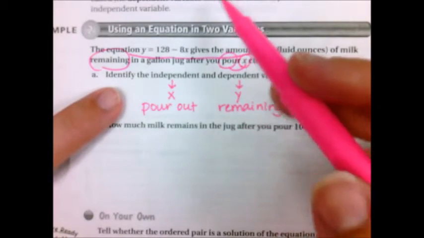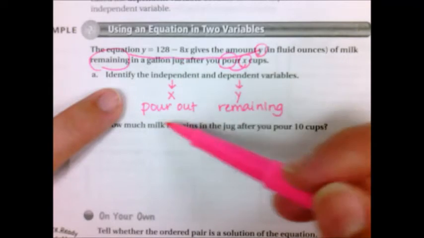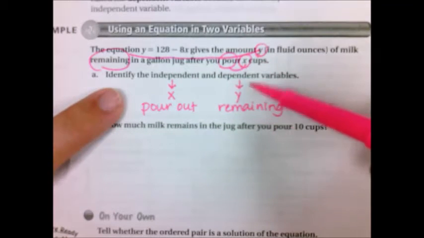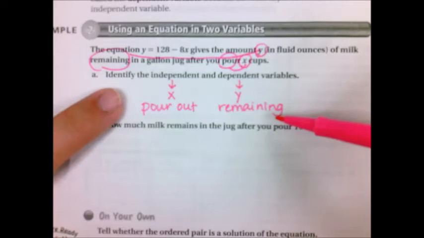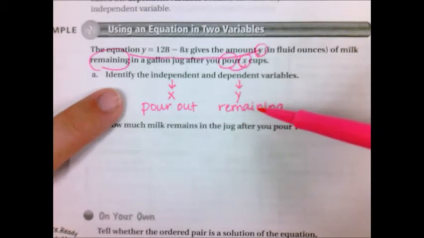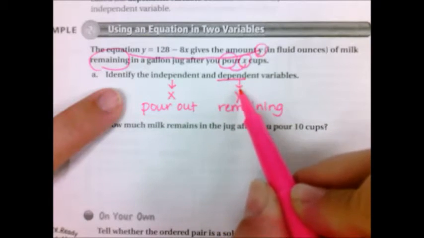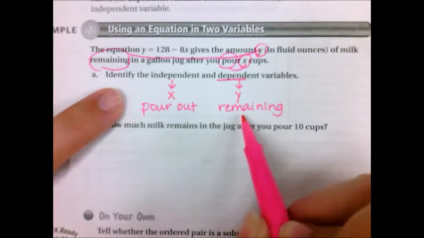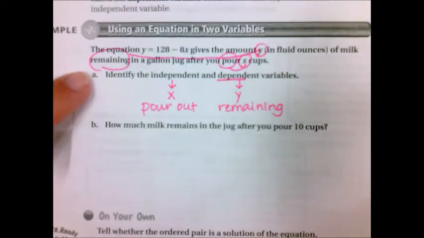in the jug. So an independent variable I can change into anything I want to, and when I change that, it affects my dependent variable. So for example, if I wanted to say how much milk is remaining in the jug, I would first have to be able to answer, well, how much milk did I pour out? So the answer to how much is remaining depends on how much I've poured out. So that's the dependent variable. And then from there, this would be the independent variable.